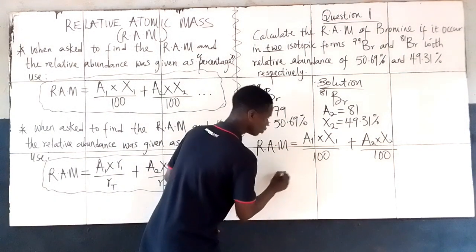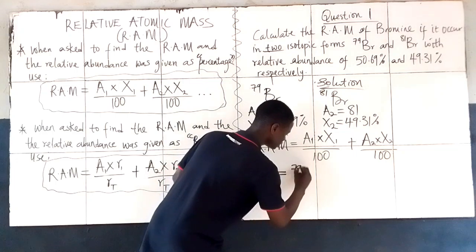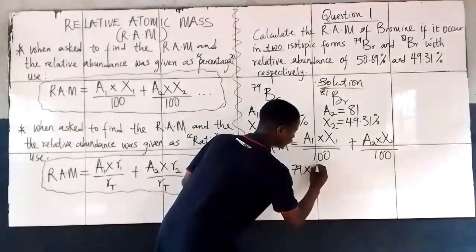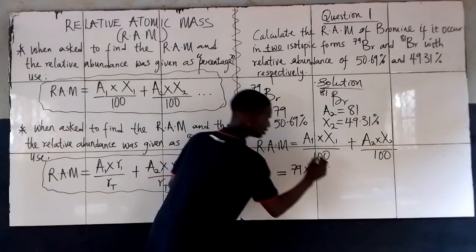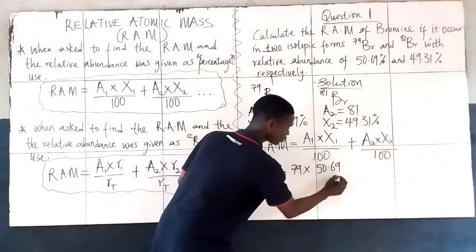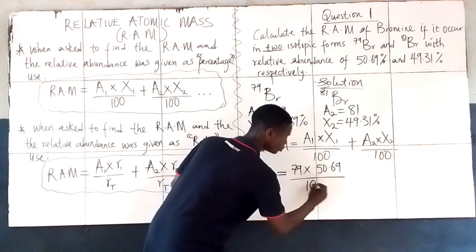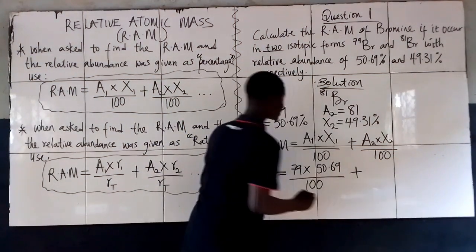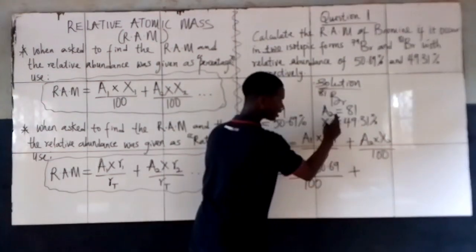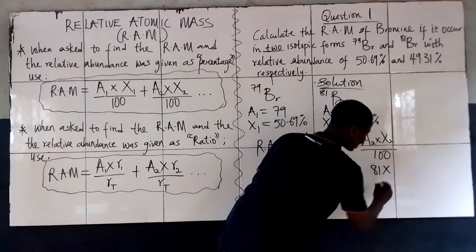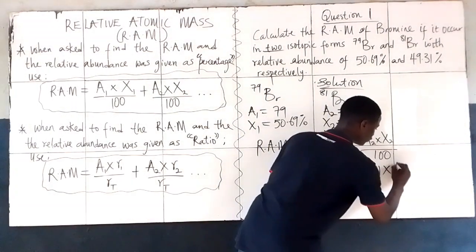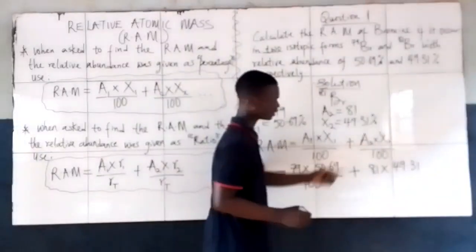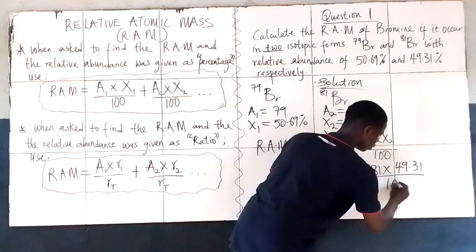Let's do that together. What is our A1? 79 times what is our X1? Working with the value only, 50.69. We are working with the value over 100. We have analyzed for this first one. Then in between we write plus sign, is it not? Then we go again. What is our A2? 81 times what is our X2? Working with the value only, 49.31. Everything over what? 100.